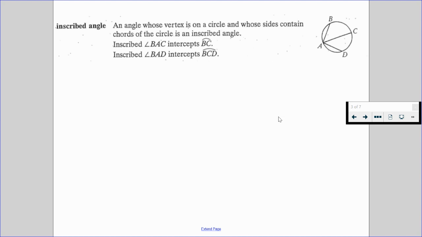So just to make sure we're all on the same page of what an inscribed angle is. An angle whose vertex is on a circle and whose sides contain chords of a circle is an inscribed angle. So if we look at our diagram over on the right-hand side, if we're talking about angle BAC, we're going to notice that A is the vertex and it lies on our circle. AB is a chord and AC is a chord since points B and C also lie on the circle. So the inscribed angle BAC intercepts arc BC. Likewise, inscribed angle BAD intercepts major arc BCD.